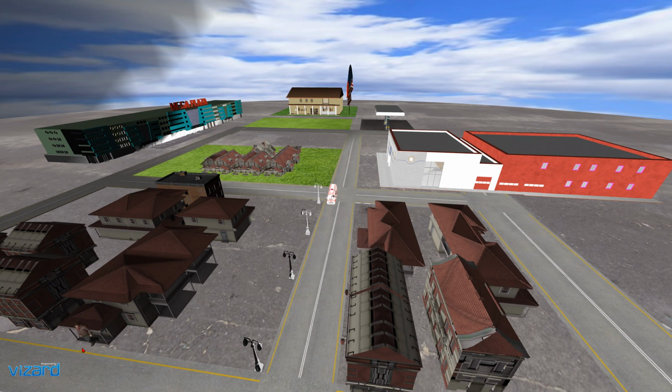The avatars that are showing red are the ones who are infected with COVID-19 or coronavirus. And as they walk around and come in contact with the avatars which are healthy, which are not showing red, they get infected.